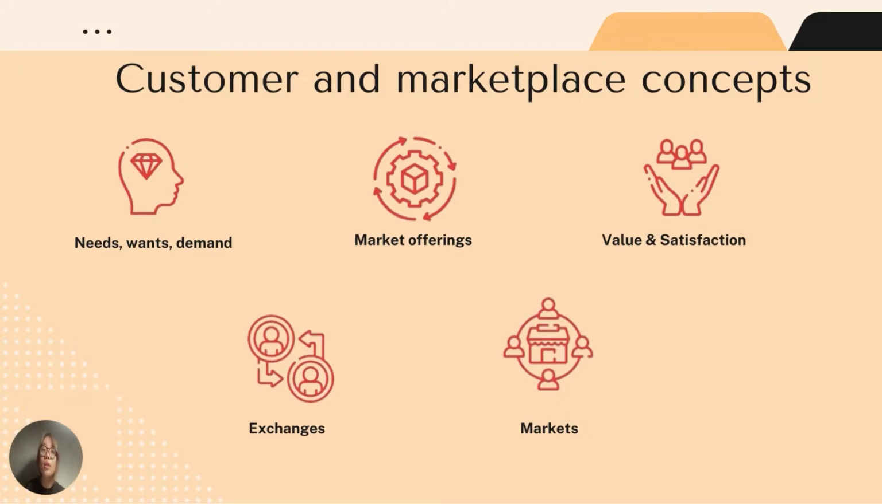With the first step, I want to explain in detail the five core customer and marketplace concepts. The first concept is needs, wants, and demands. Needs are states of felt deprivation. Wants are the form human needs take as they are shaped by culture and individual personality. Demands are human wants that are backed by buying power.